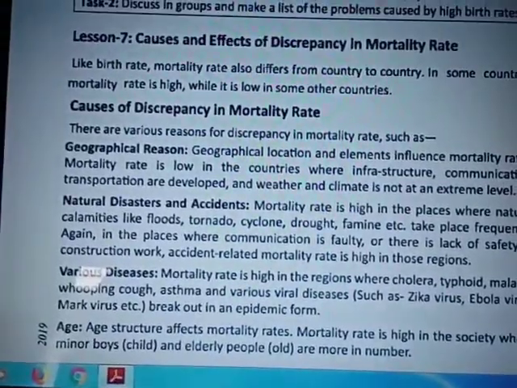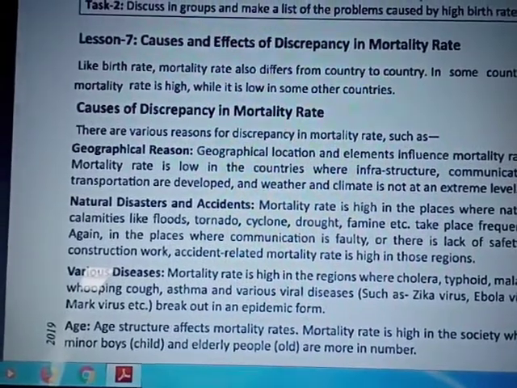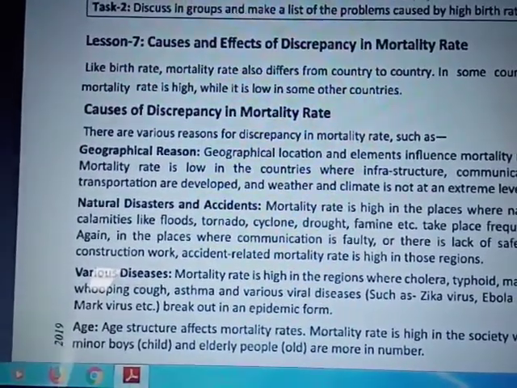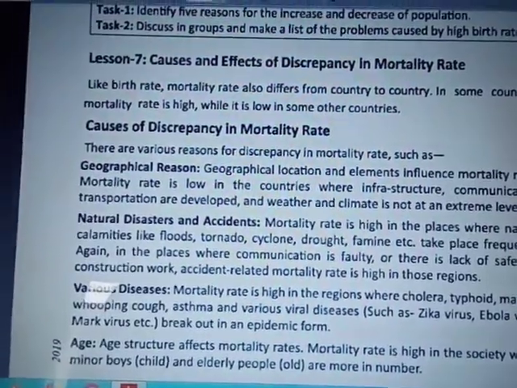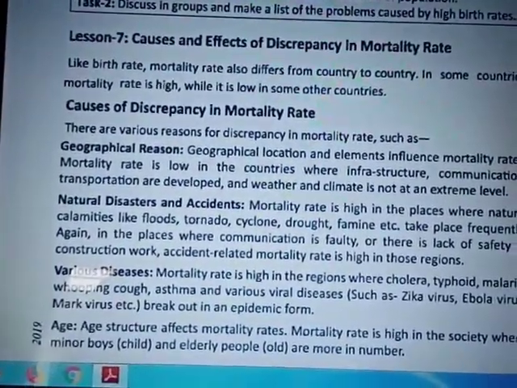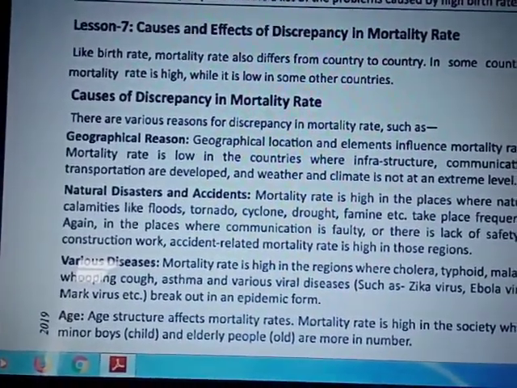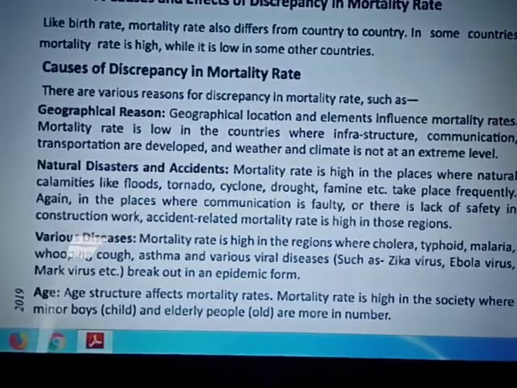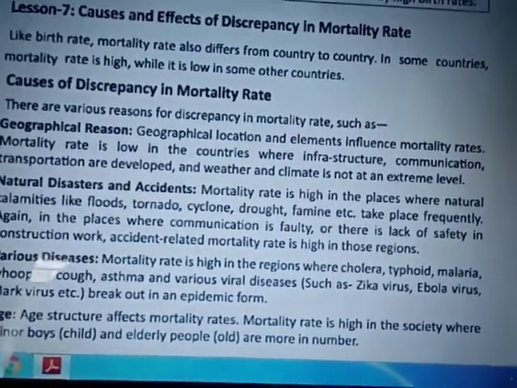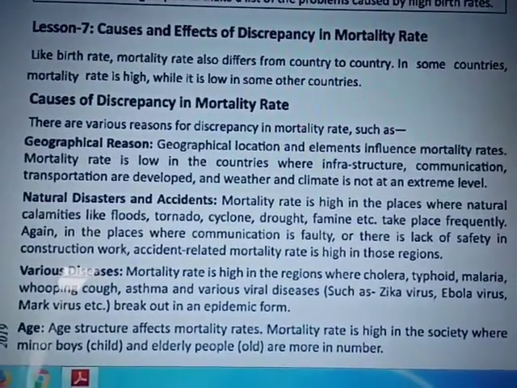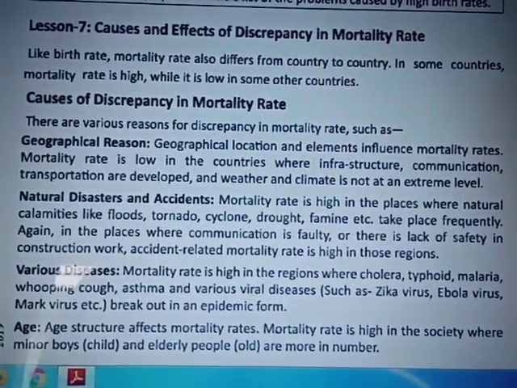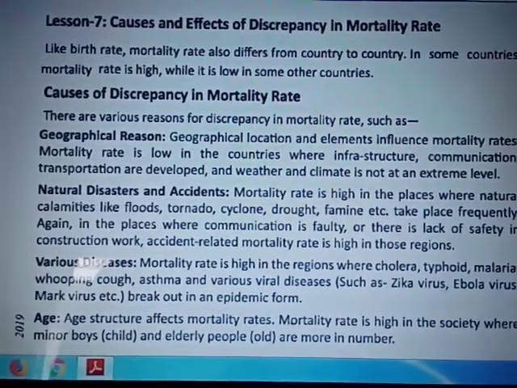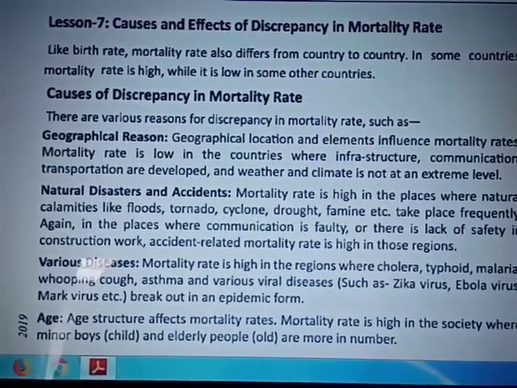Mortality rate is high in the places where natural calamities like floods, tornadoes, cyclones, drought, famine, etc. take place frequently. Actually, in the subcontinent, India, Pakistan, and Bangladesh, especially our country, every year we face flood, drought, tornado, cyclone. And again, in the places where communication is faulty, our communication system is not good all over the country, or there is lack of safety in construction, accident-related mortality rate is high in those regions.